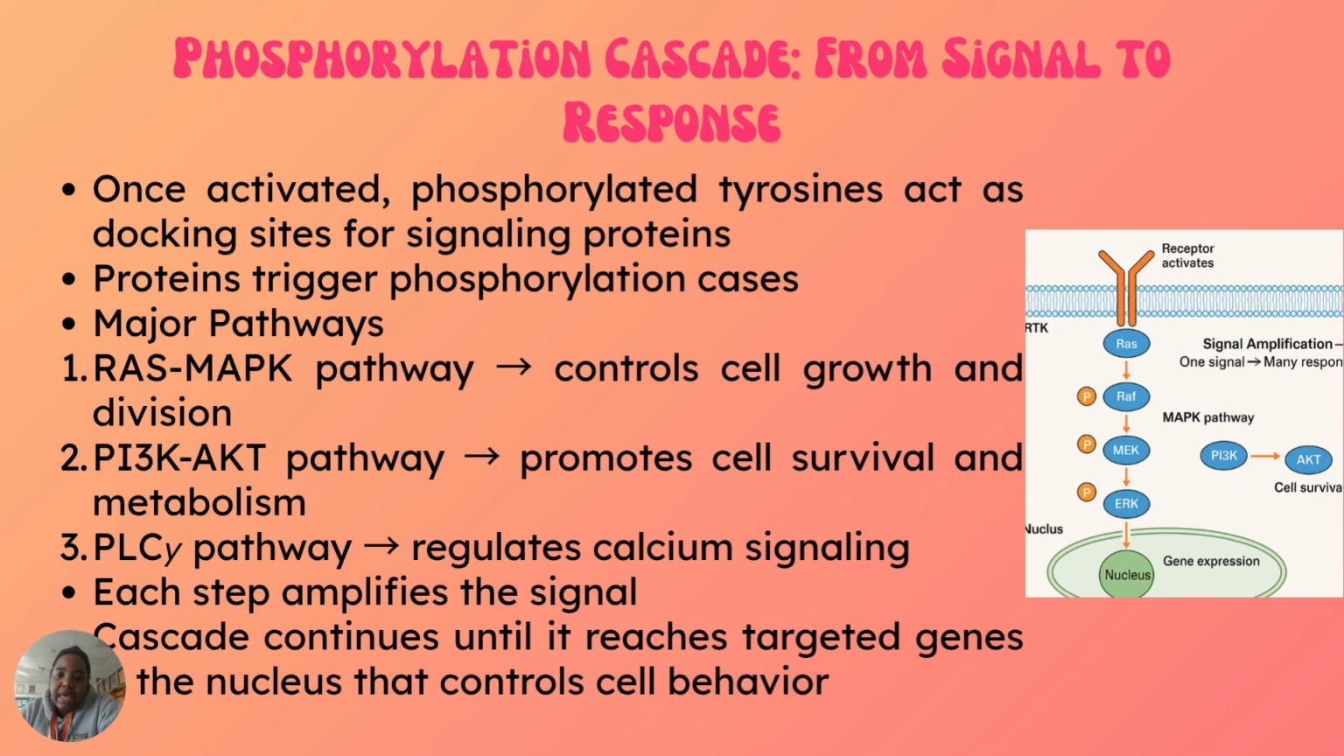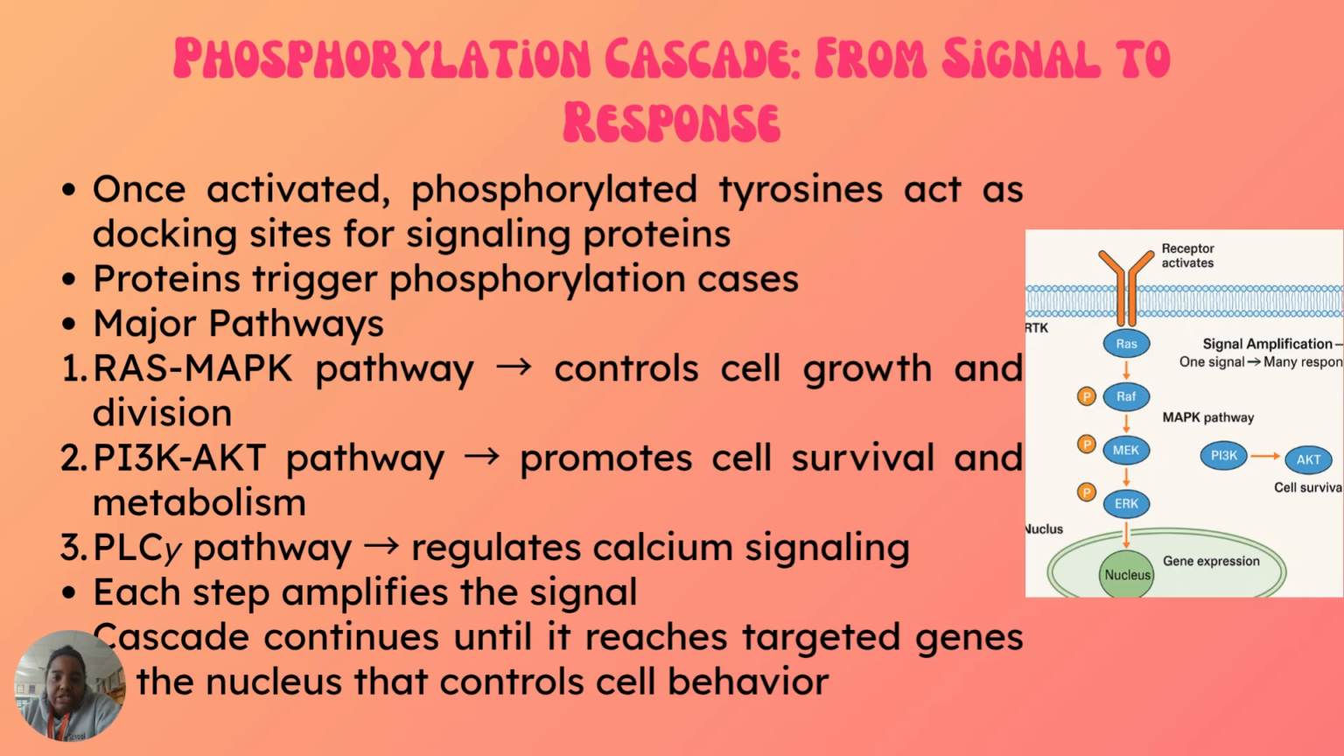The active RAS then activates a protein kinase called RAF. RAF phosphorylates MEK, which phosphorylates ERK. Lastly, ERK travels into the nucleus and turns on genes that control cell division and growth. This process is how cells respond to growth signals.